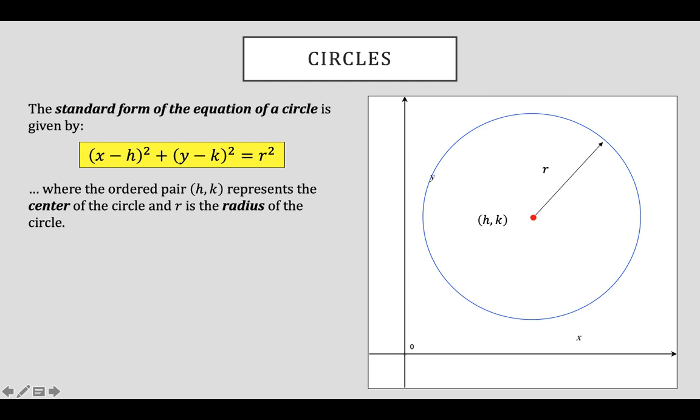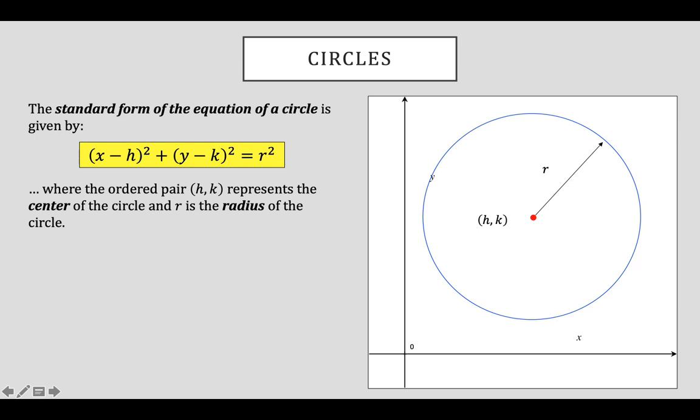All right, let's jump into our last portion of chapter 1.2, where we talk about circles. The standard form of the equation of a circle is given by (x − h)² + (y − k)² = r², where the ordered pair (h, k) represents the center of the circle and r is the radius of the circle.